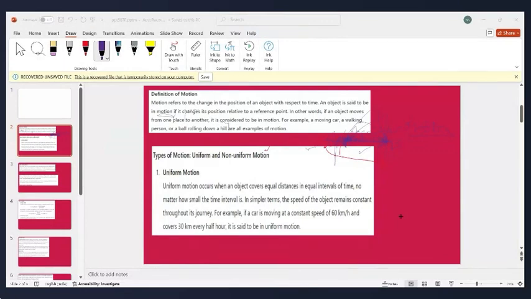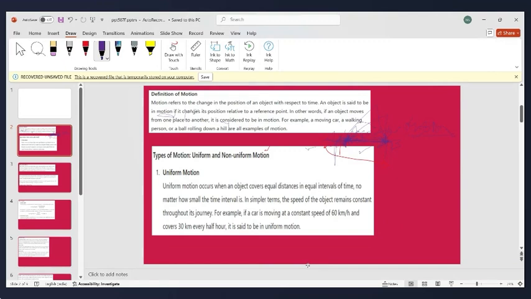Uniform motion occurs when an object covers equal distances in equal intervals of time, no matter how small the time interval is. In simpler terms, the speed of the object remains constant throughout its journey. For example, if a car is moving at a constant speed of 60 kilometers per hour and covers 30 kilometers every half an hour, it is said to be in uniform motion. Very good.